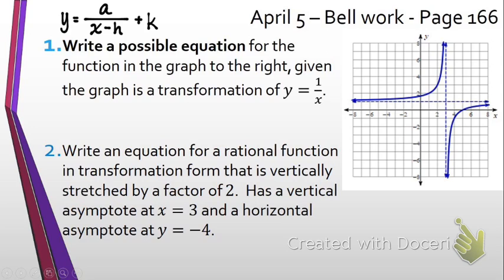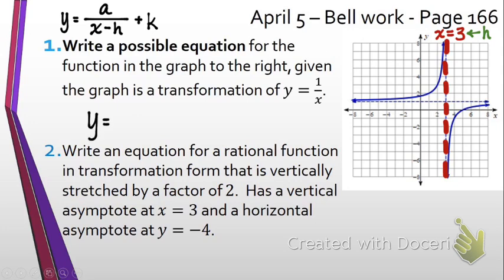Where is our vertical asymptote at? The one going up and down? At 3. And what axis does it go through? The x-axis. So I have x equals 3. What piece is that telling me? Is that A, is that H, or is that K? H. That is H.